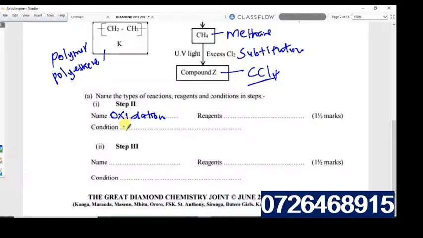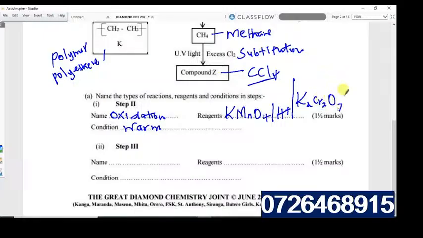So you warm. Now the reagents that we need: you can use acidified potassium permanganate, where H refers to acidified, or you can use acidified potassium dichromate. Any of these can work best.